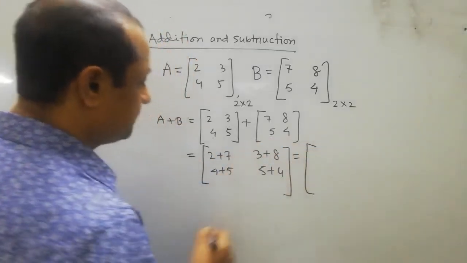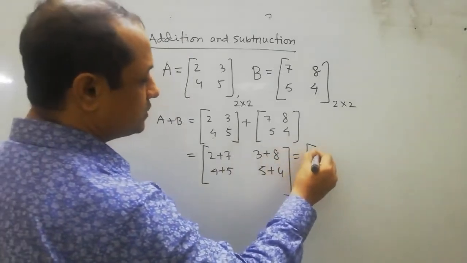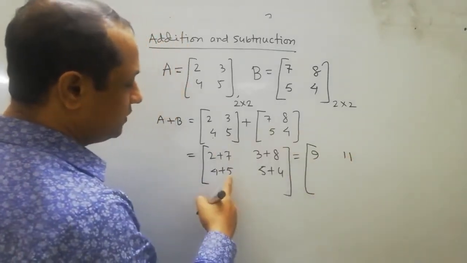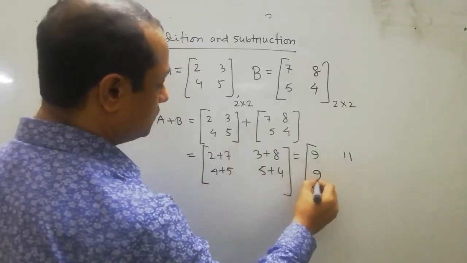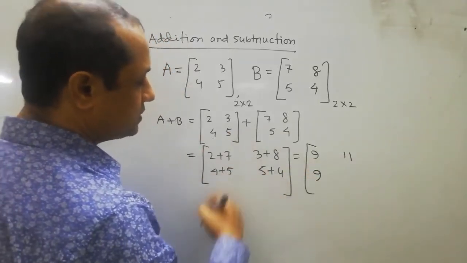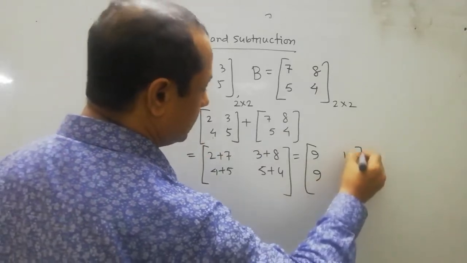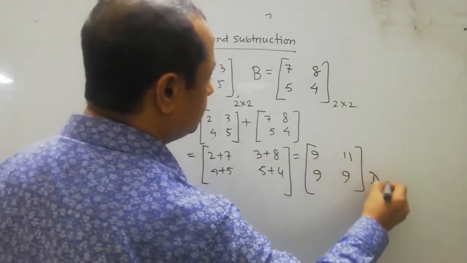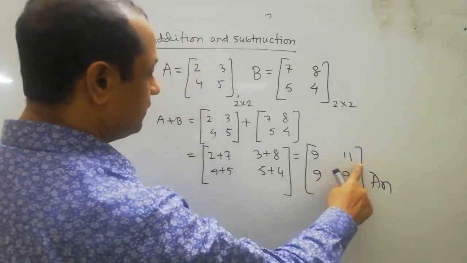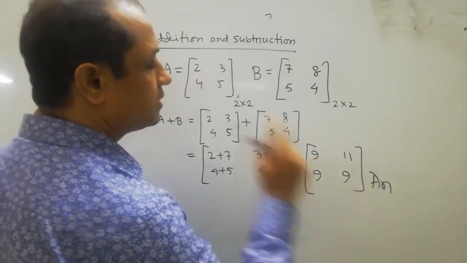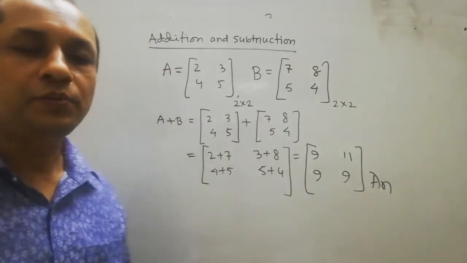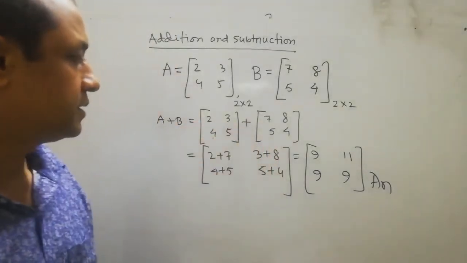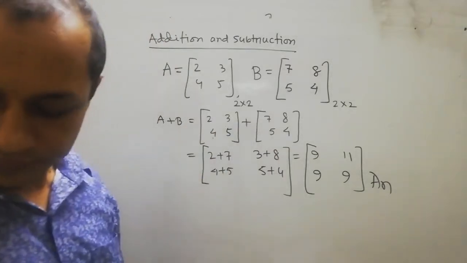Now we get 2 plus 7 equals 9, 3 plus 8 equals 11, 4 plus 5 equals 9, 5 plus 4 equals 9. So students, this is addition. The answer will be 9, 11, 9 and 9. I hope that students, you are clear. This is the addition matrix. Now subtraction.